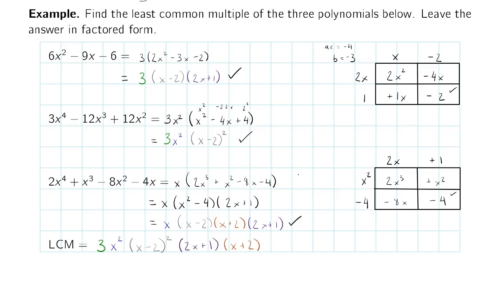And if at all possible, I very much want to avoid multiplying that out. I'm going to leave that least common multiple in factored form, unless I really need it multiplied out for some specific purpose.